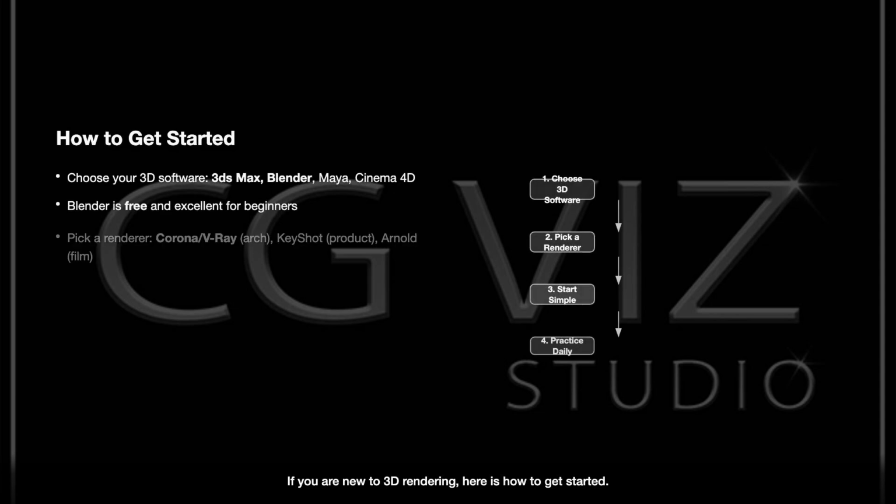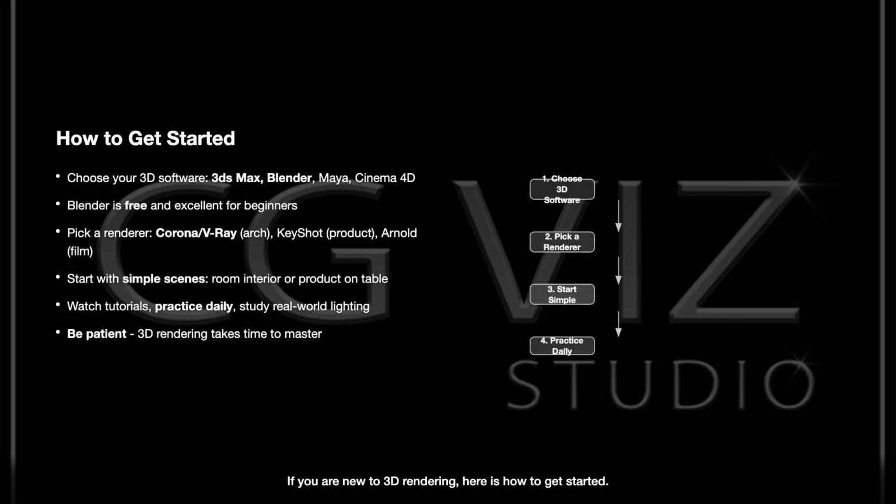If you are new to 3D rendering, here is how to get started. First, choose your 3D software. Popular options include 3ds Max, Blender, Maya, and Cinema 4D. Blender is free and open source, making it an excellent choice for beginners on a budget.